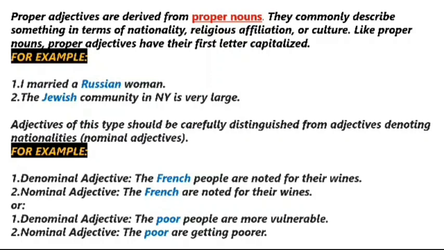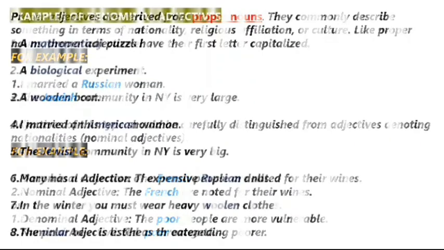Adjectives of this type should be carefully distinguished from adjectives denoting nationalities, that is nominal adjectives. For example, denominal adjectives: the French people are noted for their wines. Nominal adjectives: the French are noted for their wines. Or denominal adjectives: the poor people are vulnerable. Nominal adjectives: the poor are getting poorer.